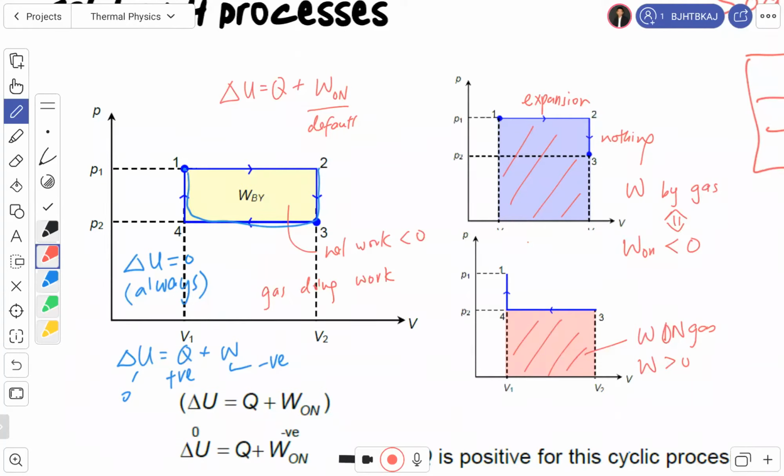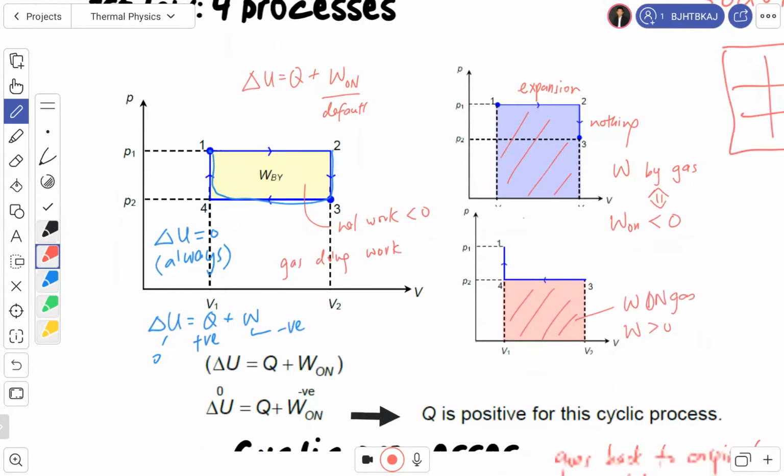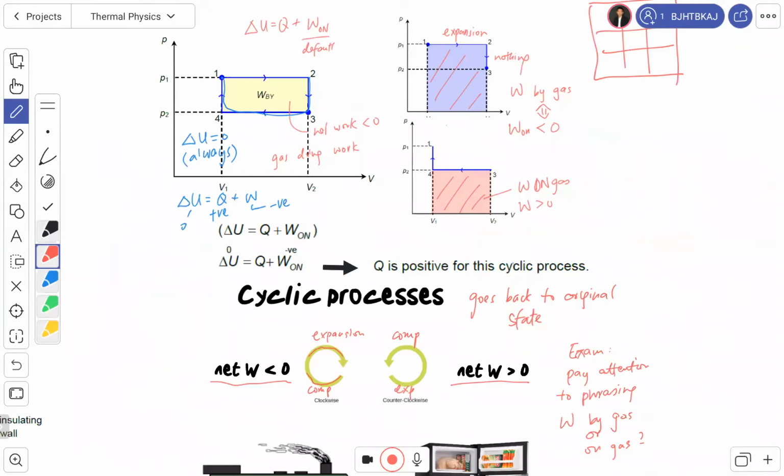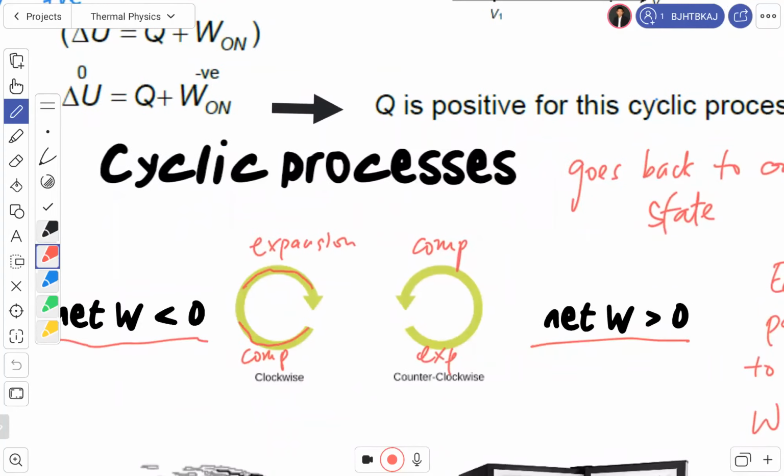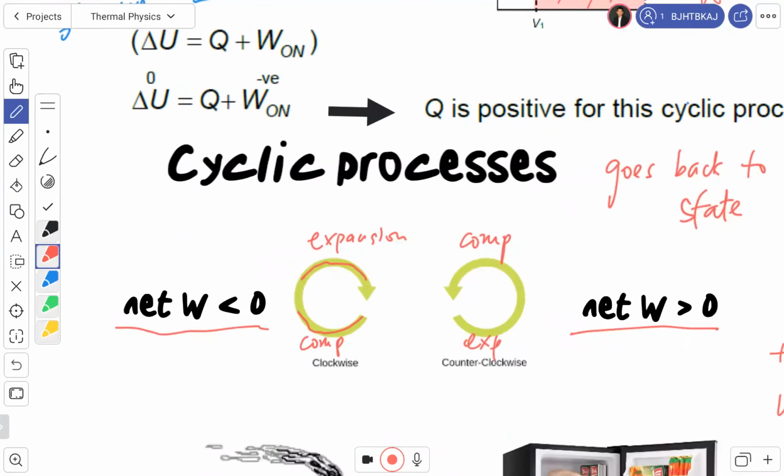Okay, so you can generalize this. You don't even need the shape of the cycle to be a rectangle or square or predictable shape. It can simply be any clockwise cycle, and it will give rise to a net work which is negative. Anti-clockwise cycle, net work will be positive. Okay, thank you.